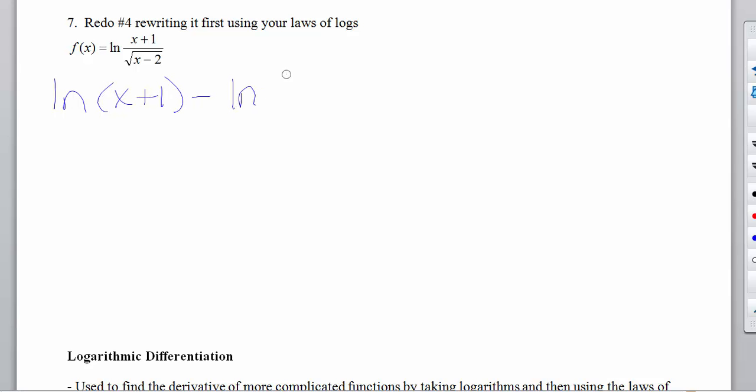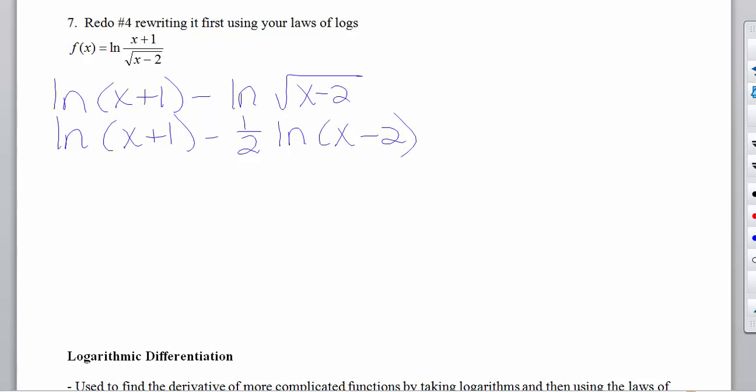So the first step is using my log rules, and then I could write the square root of x minus 2 as 1/2 power. So I would take the natural log of both sides. So that's just using my laws of logs to change the problem. Okay, so all I did was simplify my first step.